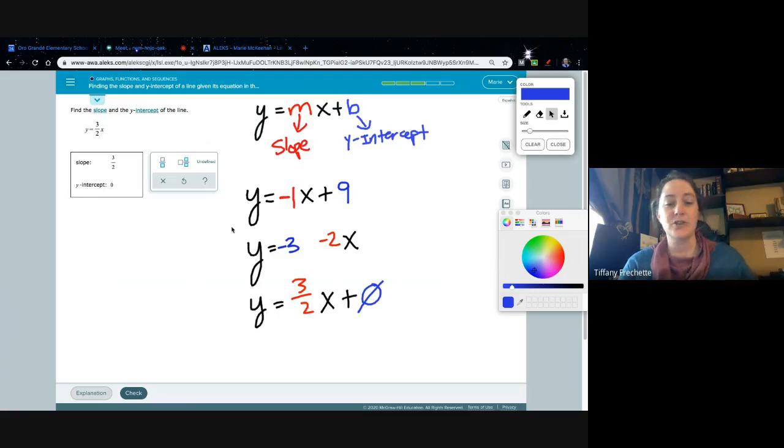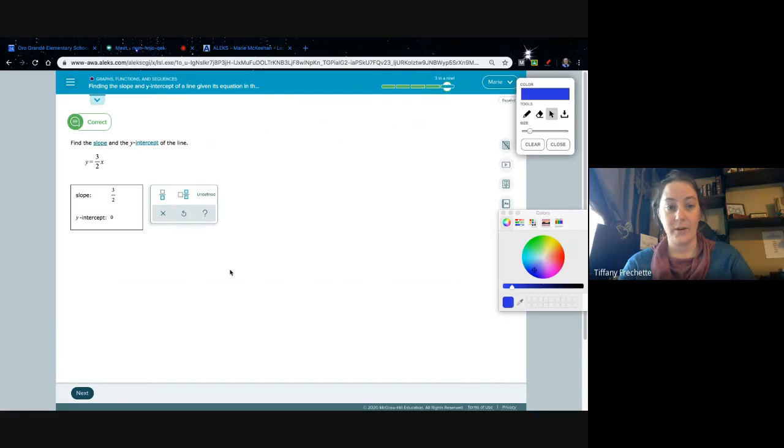So again, this one is just about recognizing slope-intercept form and what the pieces mean. All right, we finished that one.